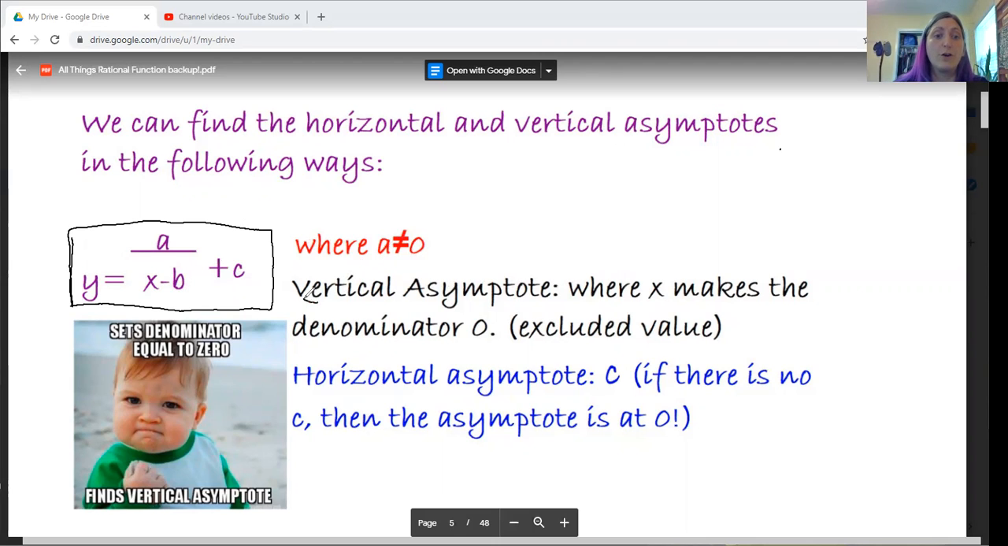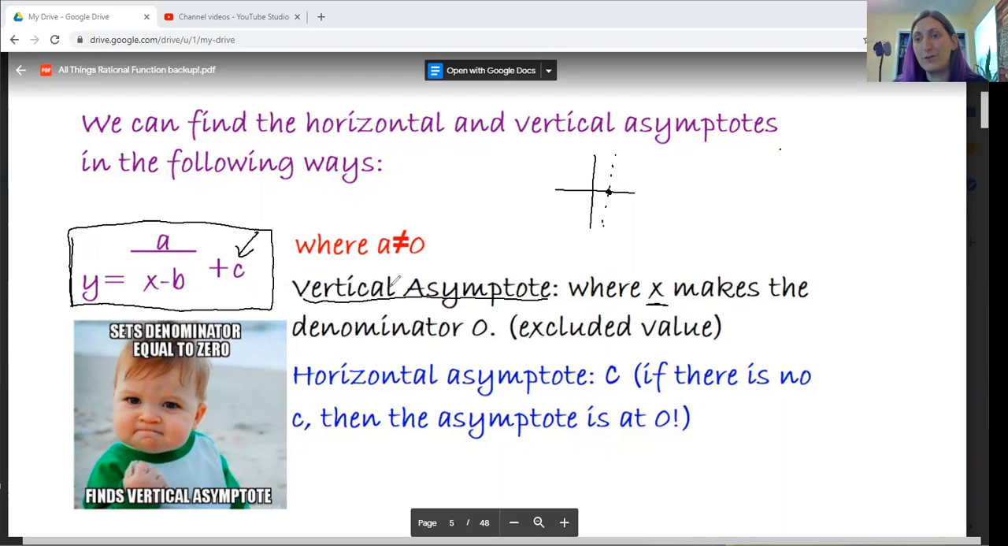All right, so vertical asymptote. If you're looking for your vertical asymptote, it's going to be where there's an excluded x value. It's where x makes the denominator 0. So when we did those excluded values, we've been finding the vertical asymptote, okay? The horizontal asymptote, guess what? It's just c. Yay! Something easy. It's just c.